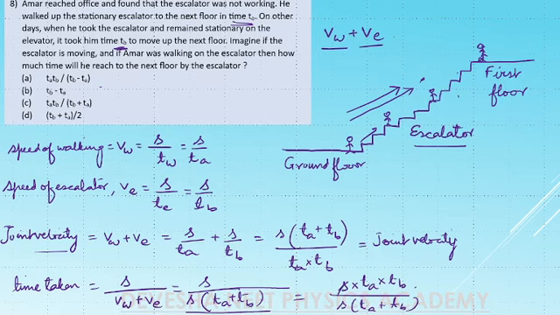So S gets cancelled. So this is equal to TA into TB divided by TA plus TB. Okay. So this is the answer. This is the time taken when the person is walking as well as the escalator is moving, right? So this is the answer given to us.